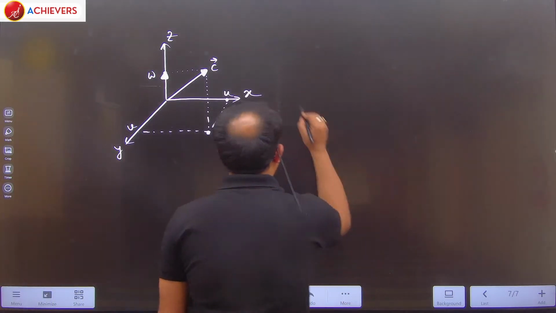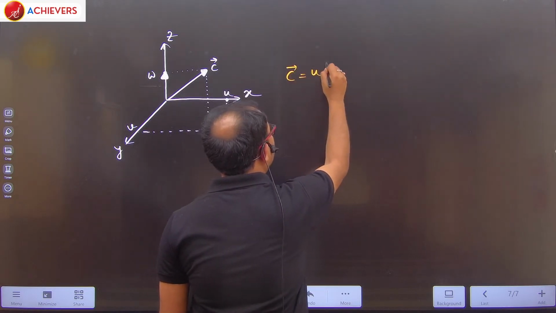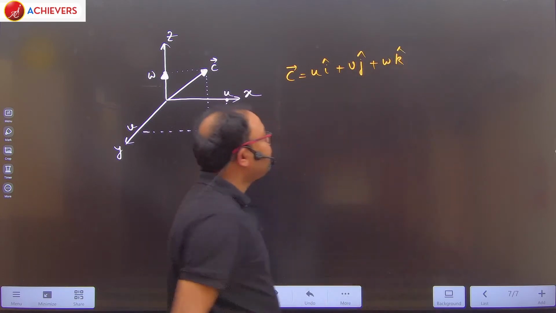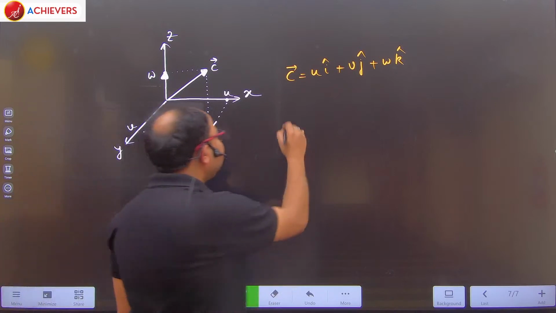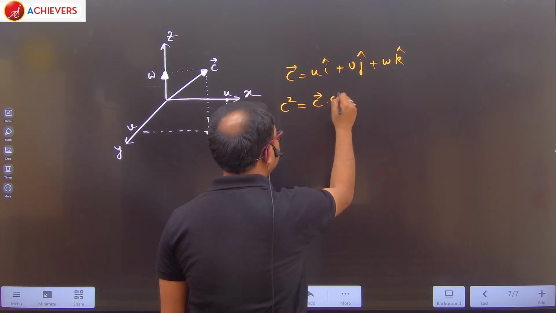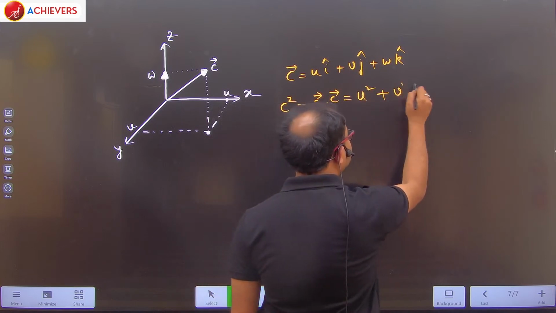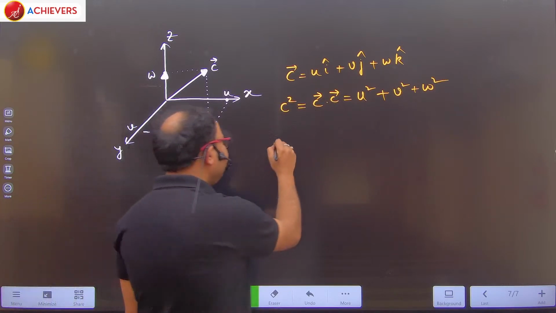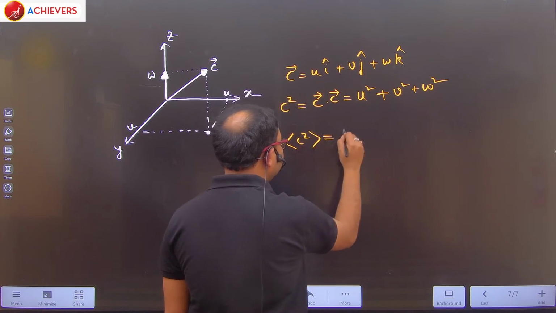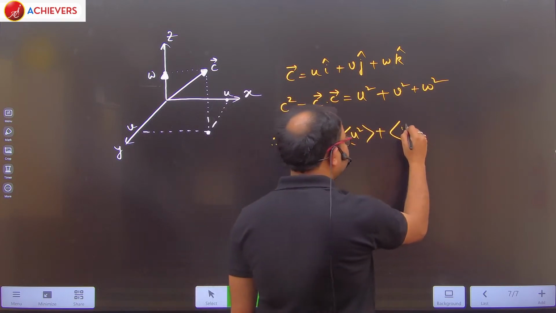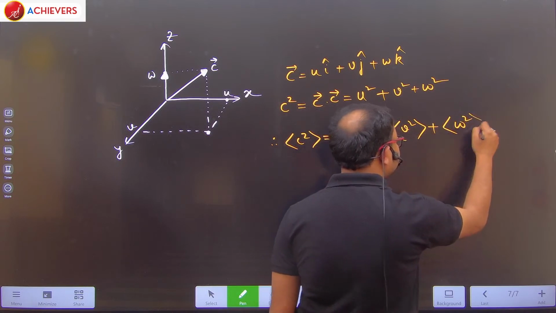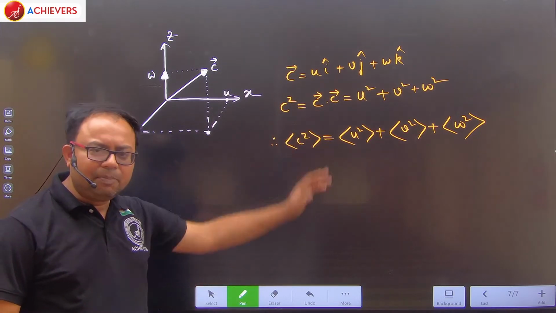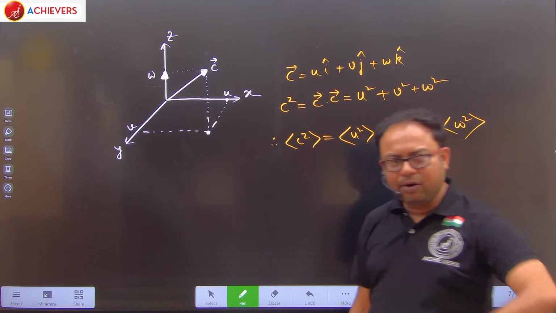So, one can write c as ui plus vj plus wk. And c square is nothing but c dot c. It's u square plus v square plus w square. Therefore, if you take c square average, then it's u square average plus v square average plus w square average. Very simple vector equations. We are already acquainted with these things.